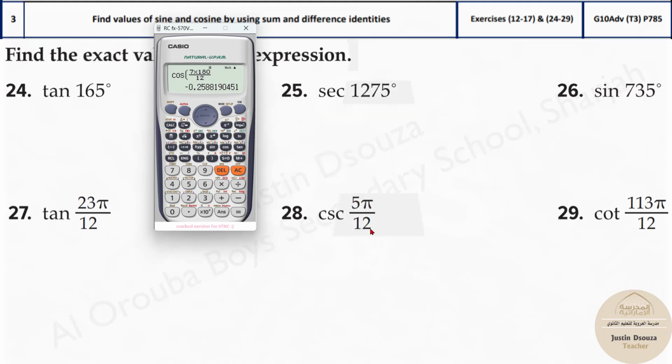Now what if it is the reciprocal identities? It's very easy as well. If it's tan, just type it out as it is. Now here we have 23 into 180 divided by 12.